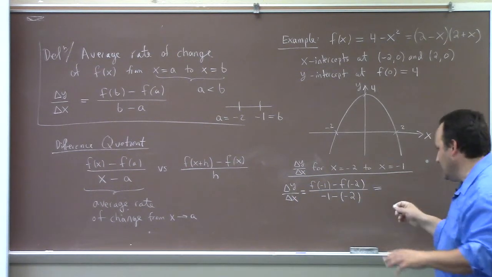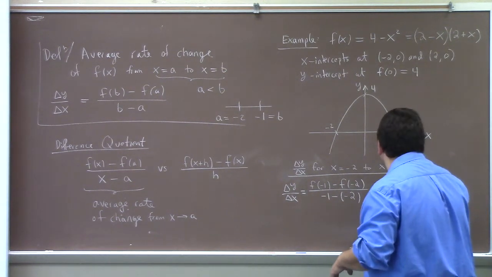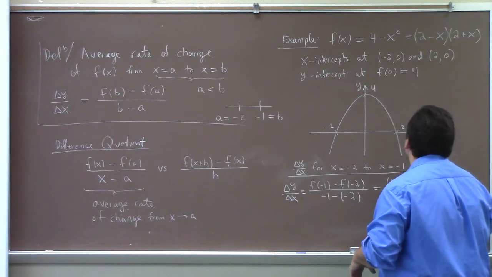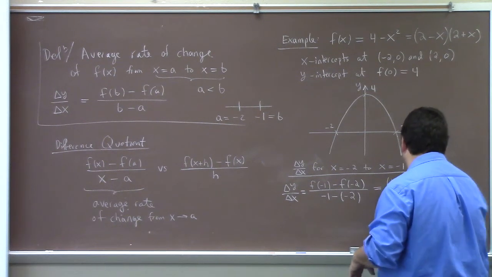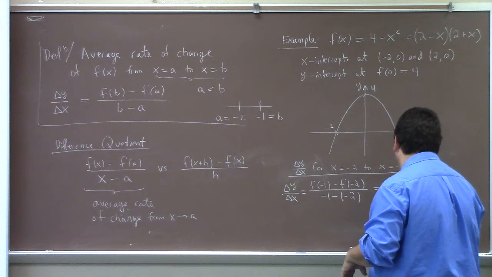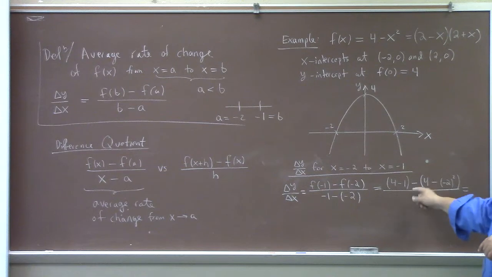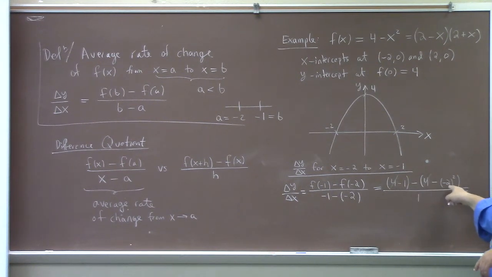All right, so plug it in there, right? So we've got 4 minus 1 minus 4 minus 4, right? Divided by 1. So what do we get? The 4's cancel, right? And we get minus 1 plus 4, I think. So I want to say we get 3. Am I right? Can somebody check me on that?